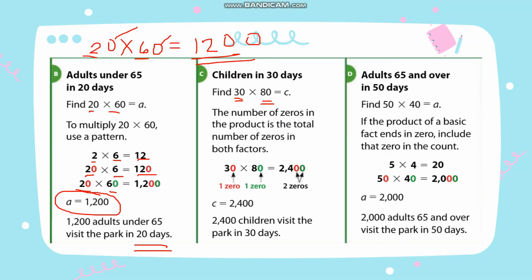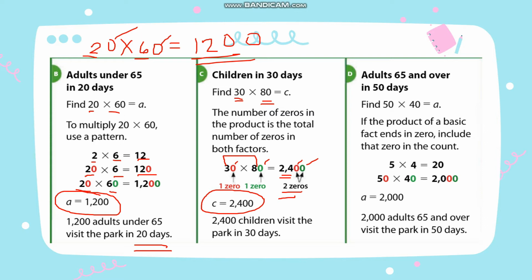So the number of zeros in the product is the total number of zeros in both factors. So just simply multiply. 3 multiplied by 8 is 24. Then 1 zero here, 1 zero here. So there are 2 zeros that you need to put in the product. That's why the answer is 2,400 children visit the park in 30 days.